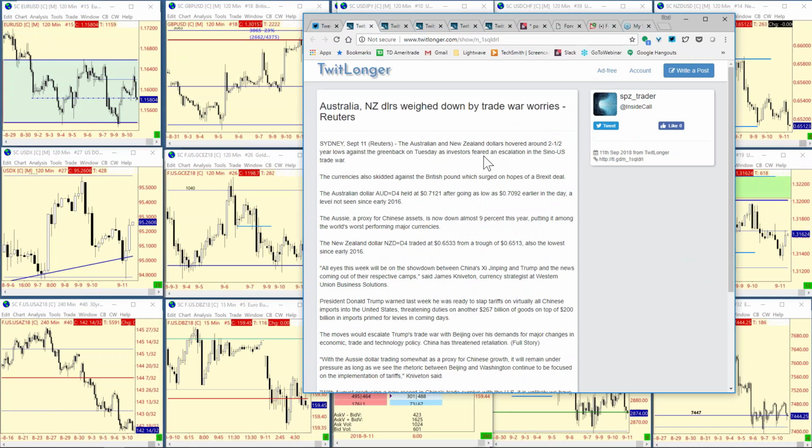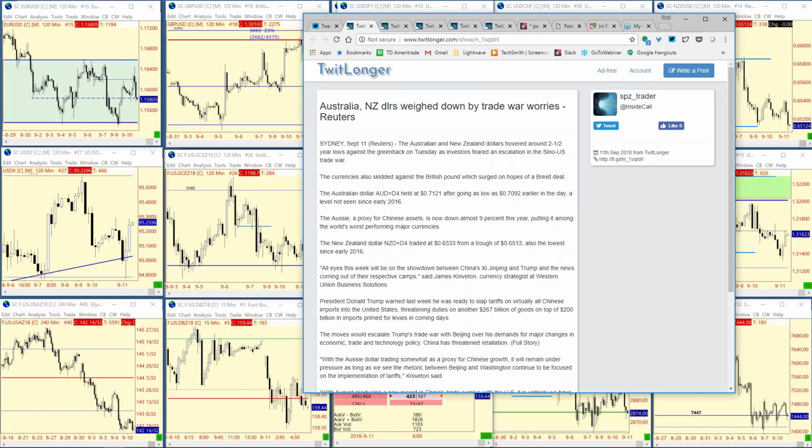Currencies also skidded against the British pound on surge on hopes of a Brexit deal. All eyes this week will be on the showdown between China's Xi Jinping and Trump, and the news coming out of the respective camps, as James Connivton, currency strategist at Western Union, said.